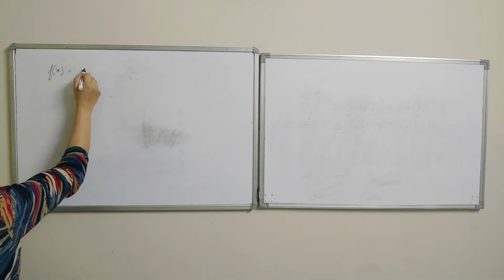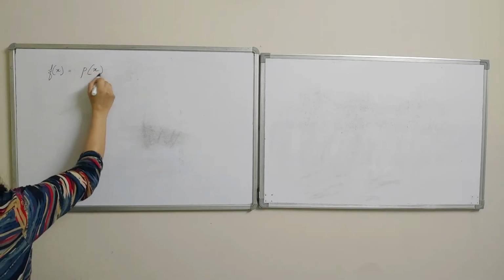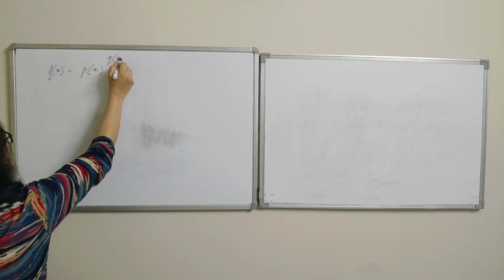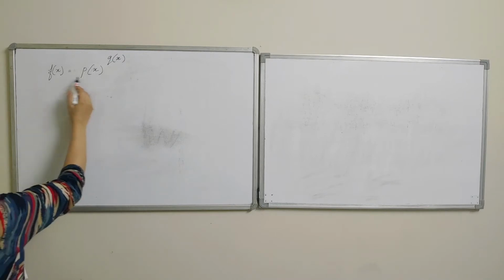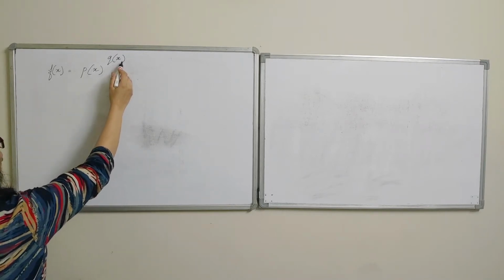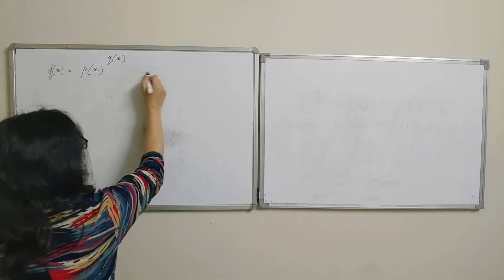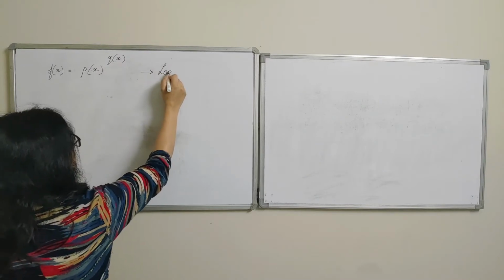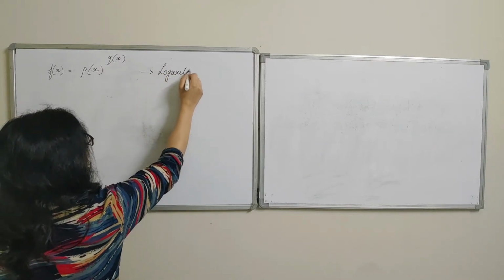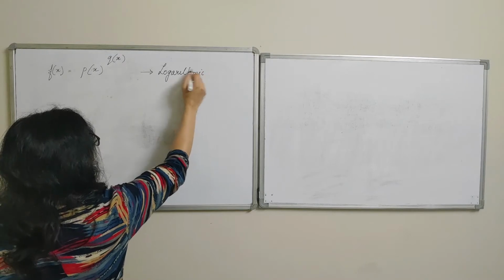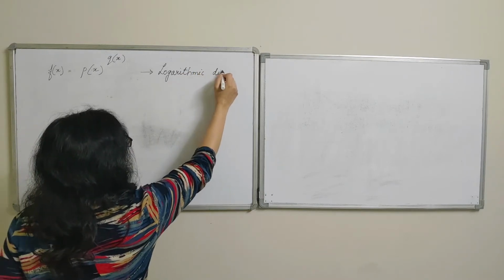So suppose we have a function of this kind, a function defined as p(x) to the power q(x). For differentiating this kind of function, the method that we use is the logarithmic differentiation.